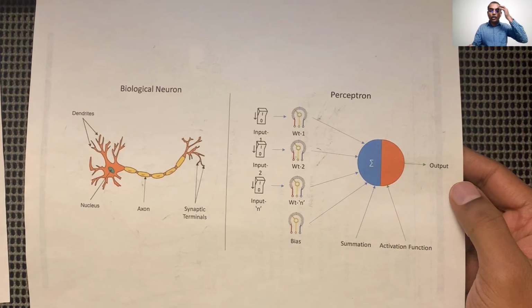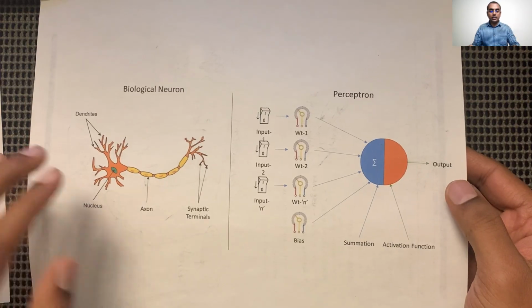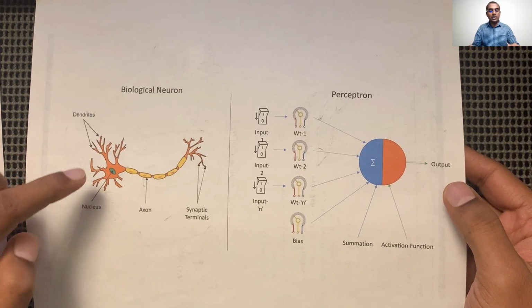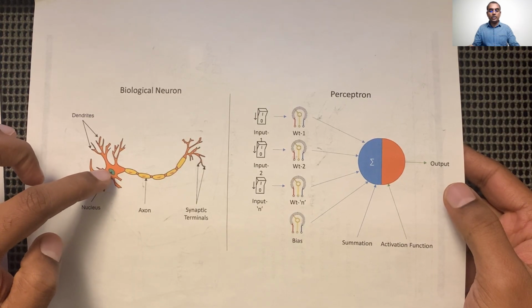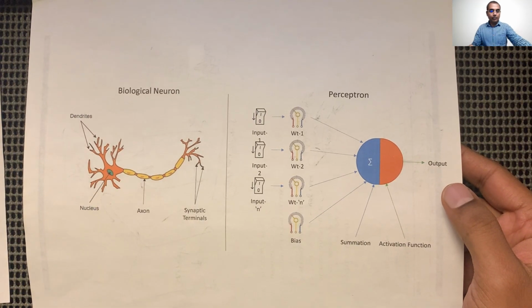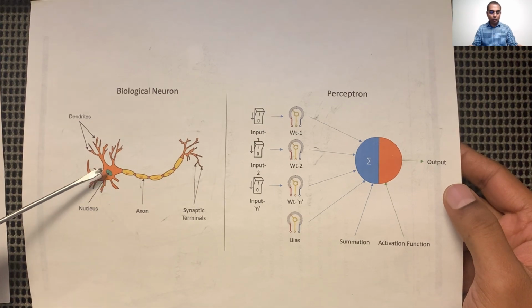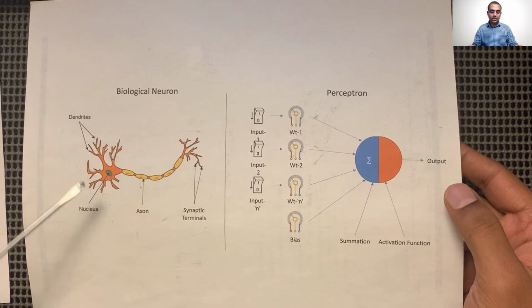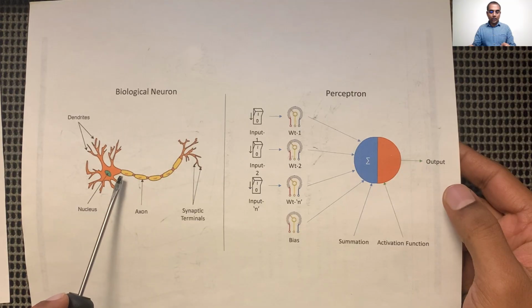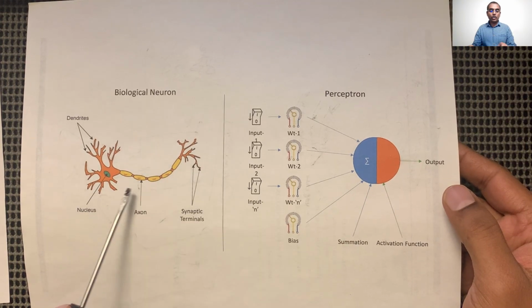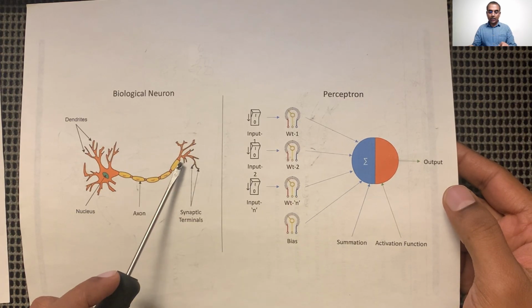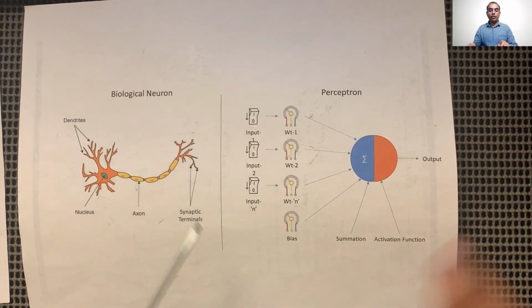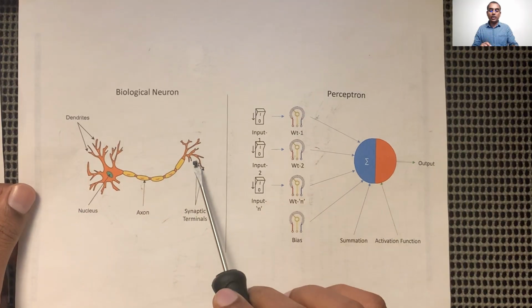A biological neuron actually has different parts. On the left, you see the cell body and the nucleus at the center. Attached to the cell body and the nucleus are the dendrites. Adjacent to that is a tail-like structure which is called the axon, and at the end of this tail structure we see something called synaptic terminals.